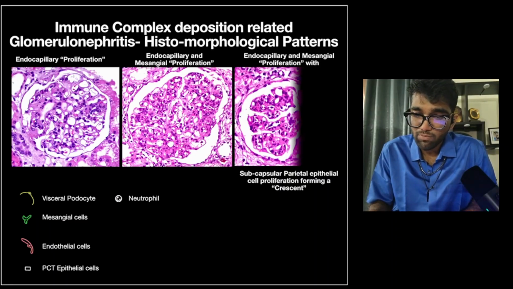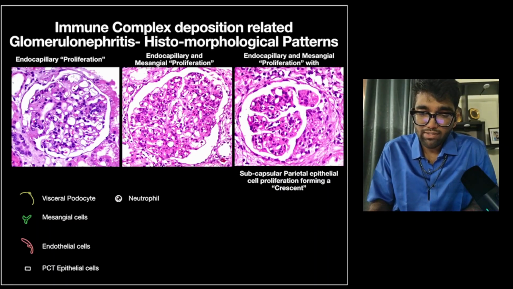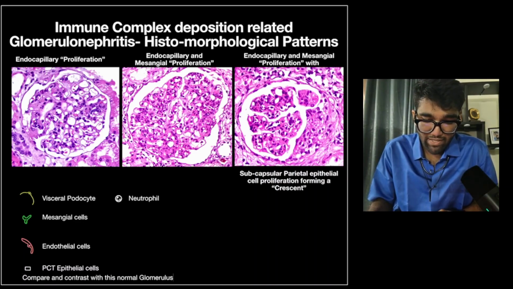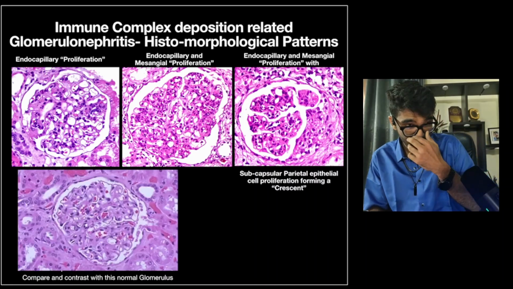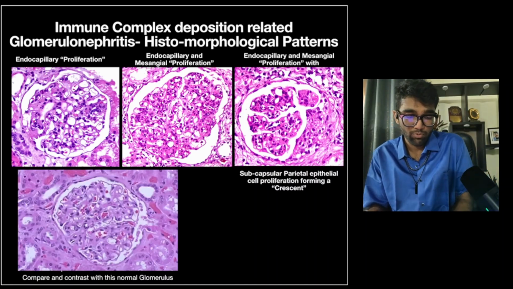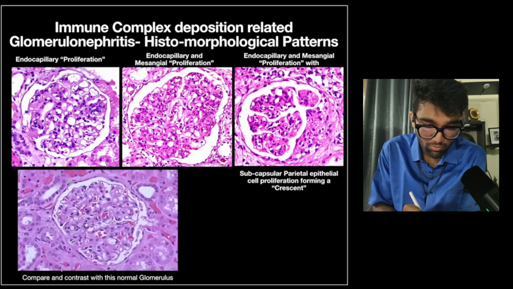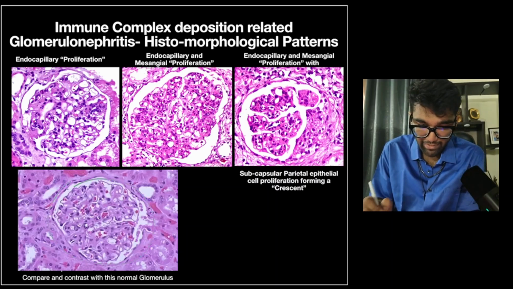And under the microscope, this is what endocapillary and mesangial proliferation with crescents would look like. So actually, I find it easiest to compare and contrast these entities with a normal glomerulus. So this is our normal glomerulus. This is the one that I had shown in the first slide.